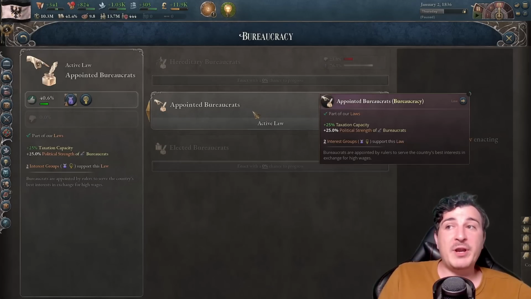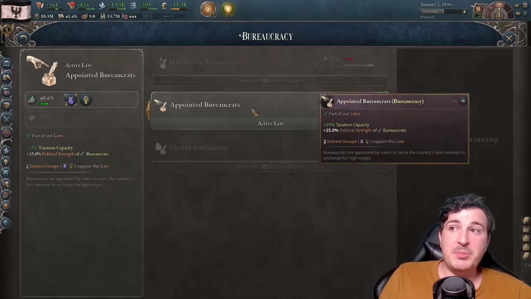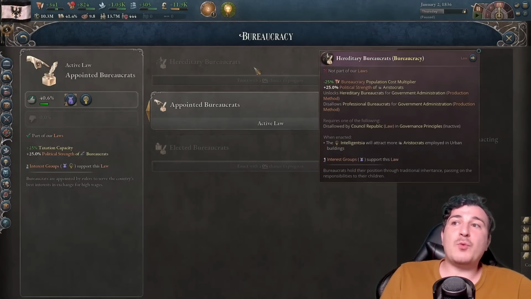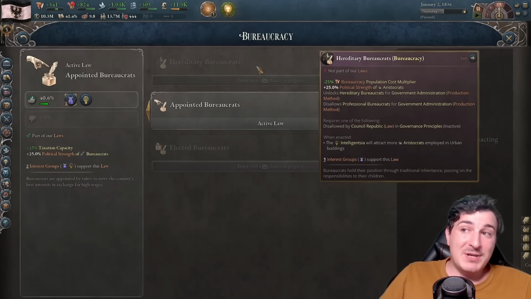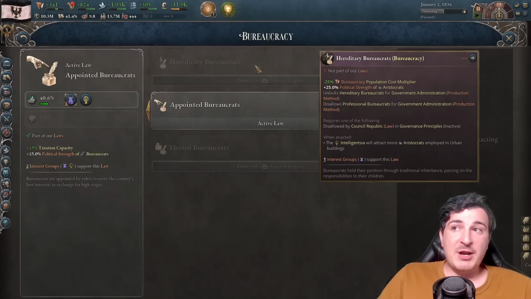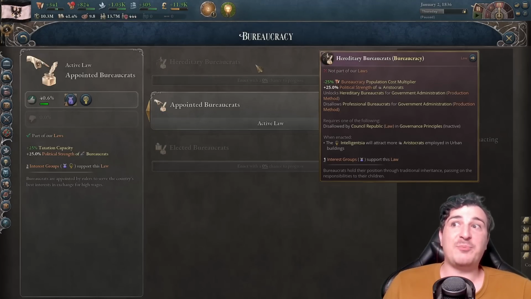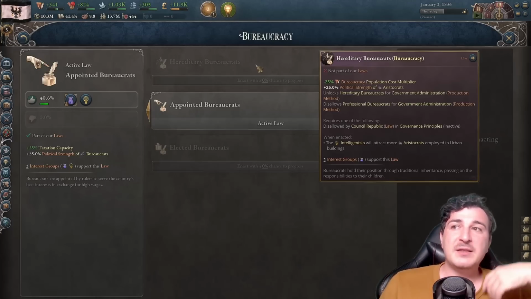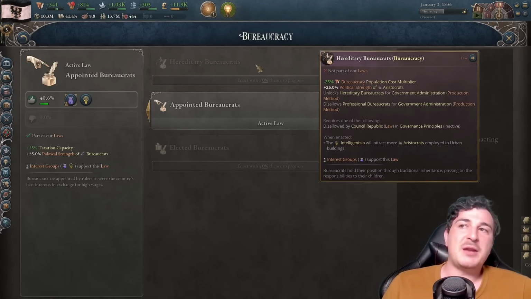So we started with appointed bureaucrats, which offers political strength for the bureaucrats and taxation capacity plus 25%. We also have hereditary bureaucrats, which will attract more aristocrats towards the intelligentsia, but it disallows council republic and governing principles, offers political strength for aristocrats, and lowers bureaucratical costs from population cost modifier by 25%. A lot of nations start with this bureaucratic system. It's not really the best. The bonuses it offers are average at best because bureaucratic population cost multiplier is not that big.